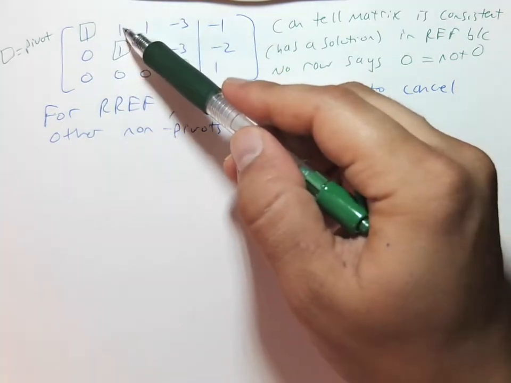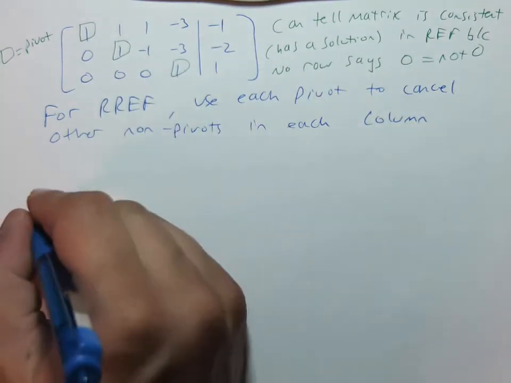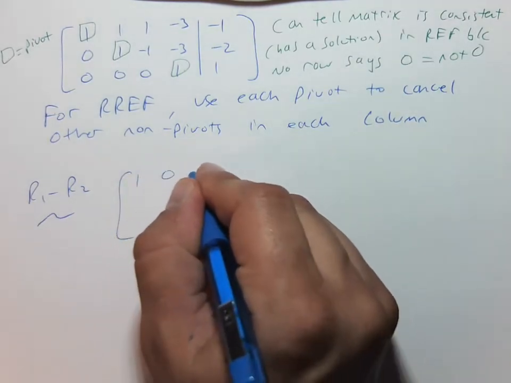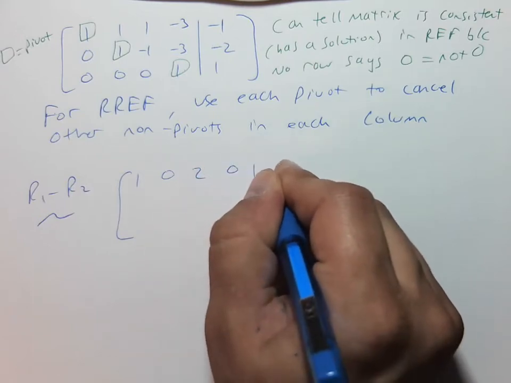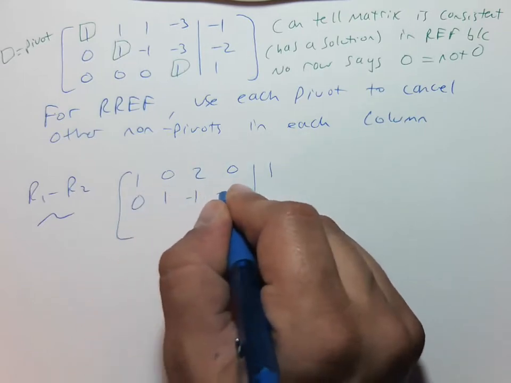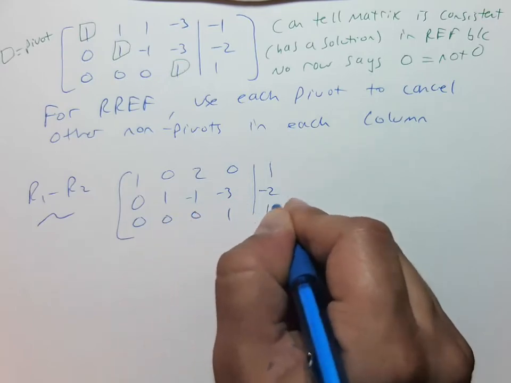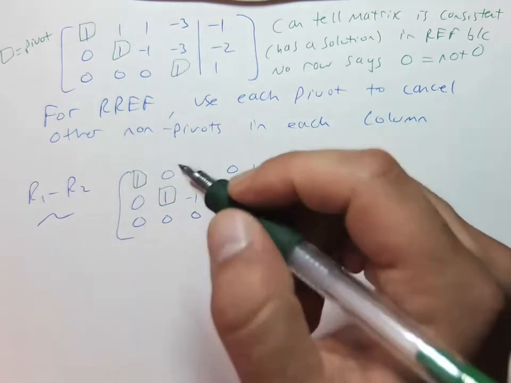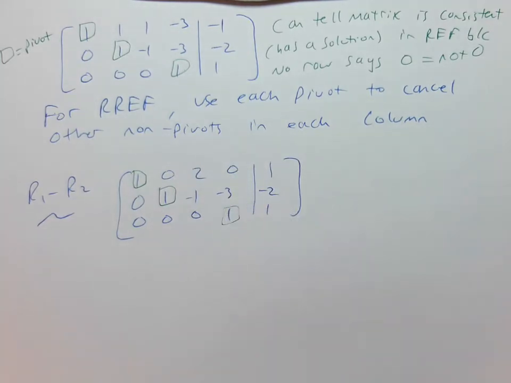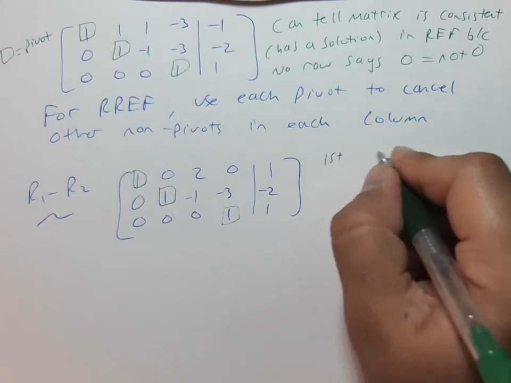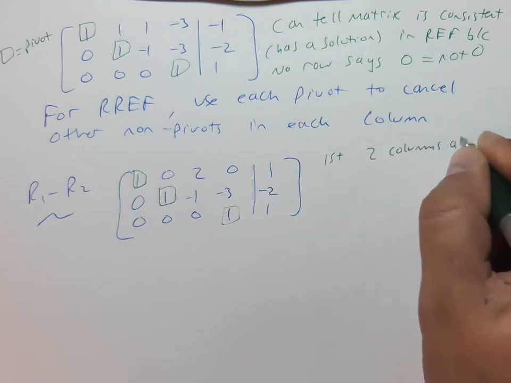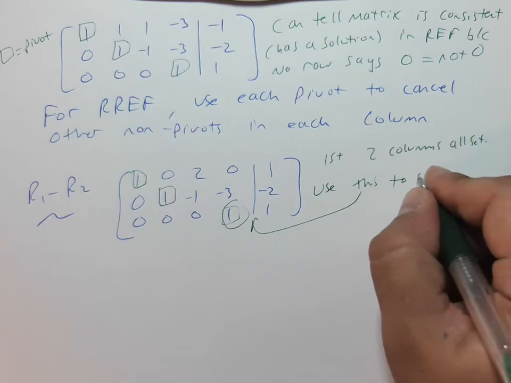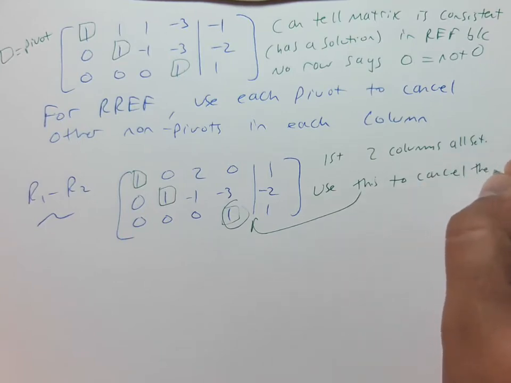So the first thing I want to do is use this one to cancel that one. So I'm going to do row 1 minus row 2. And that would look like this. Right, now the second column's all set. Got a pivot in the first one, it's the only non-zero. Pivot in the second, it's the only non-zero. And then we want to do the same thing with this one here. So first 2 columns all set. Then we want to use this pivot right there to cancel out the -3 above it.